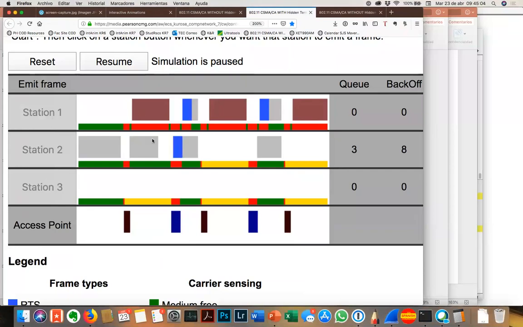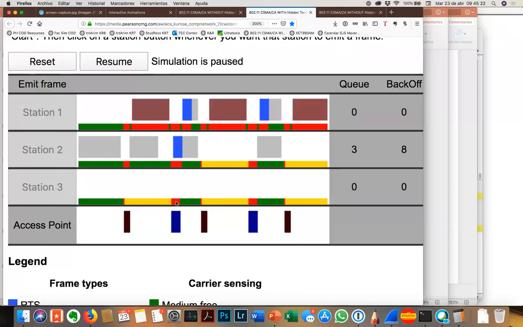All right, so 1's confused, doesn't know what's going on. He rolls a random number. The whole time the network's really busy, but he doesn't know it. Station 3 knows it because station 3 was never talking. He heard the whole thing. He heard the access point give station 1 permission to send.